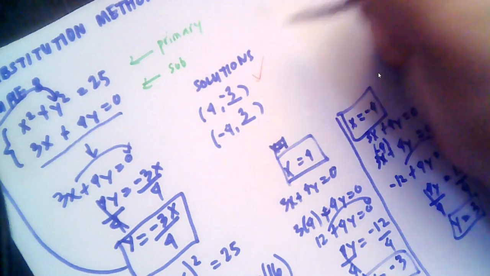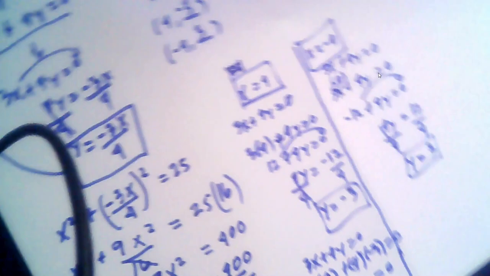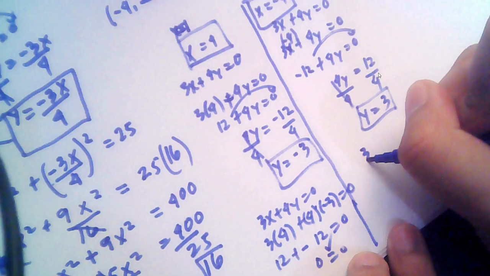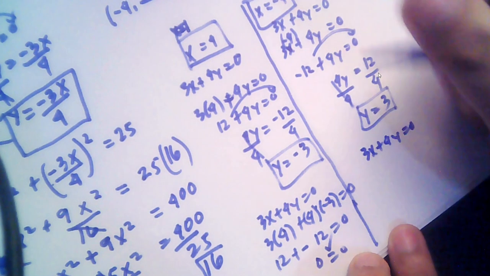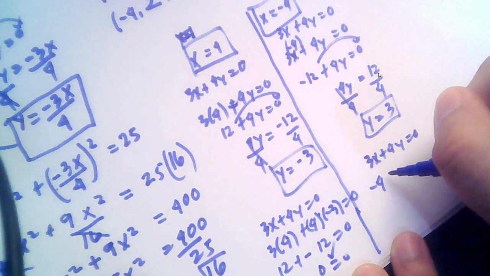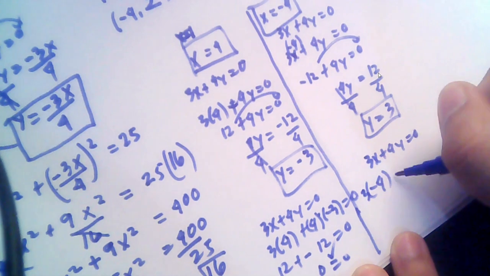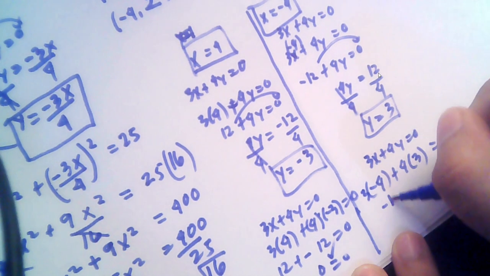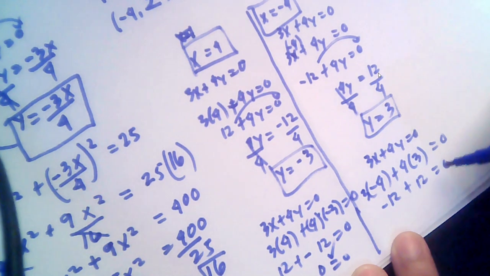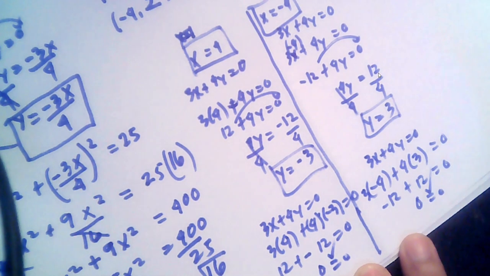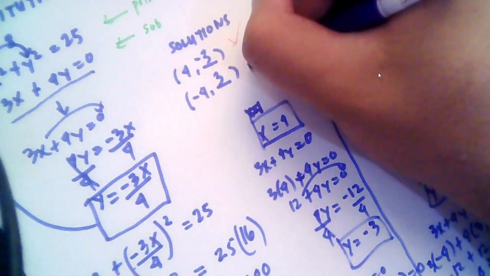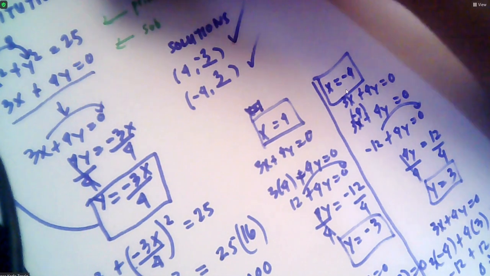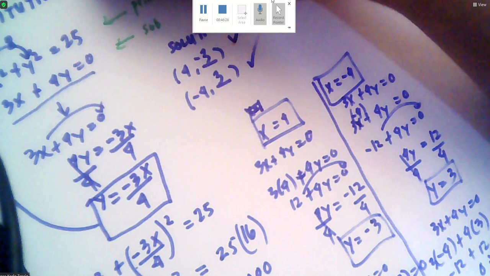And the other one, the last one, you have 3x plus 4y equals 0. The x is negative 4, the y is 3. 3 times negative 4 is negative 12, plus 4 times 3, that is 12, is equal to 0. Still a solution. Check. That's it for the substitution method. Let us check if the 3 examples are correct.